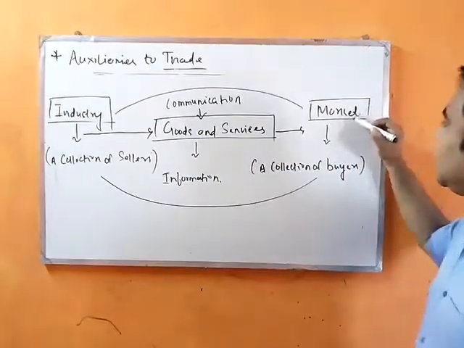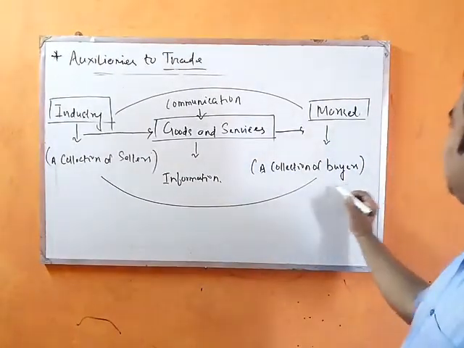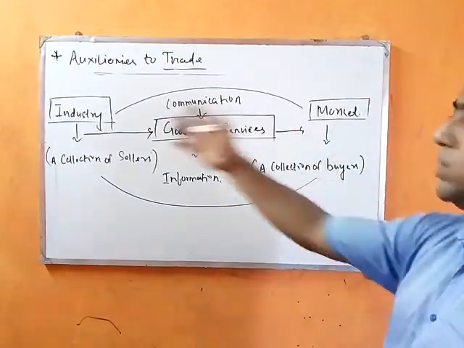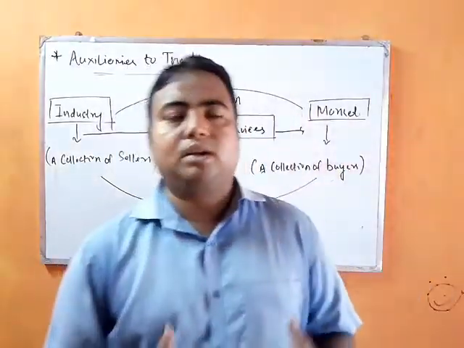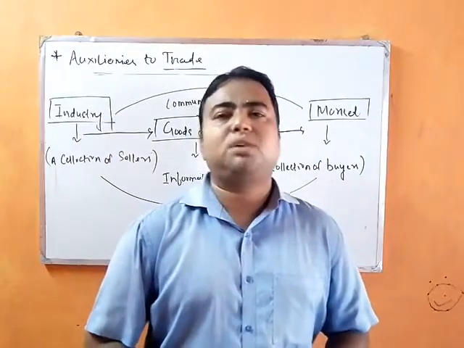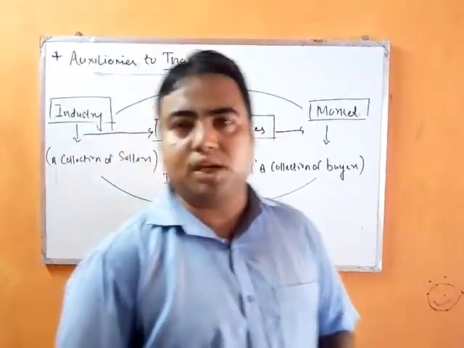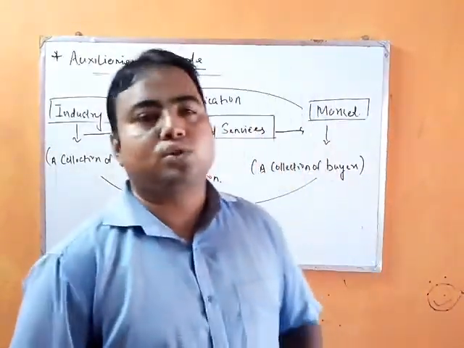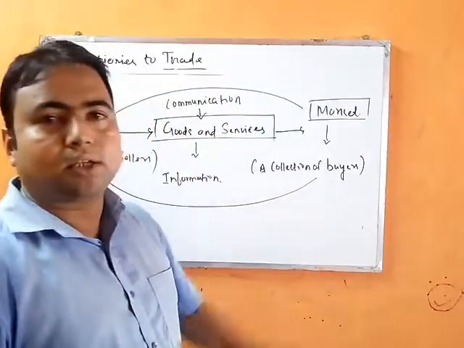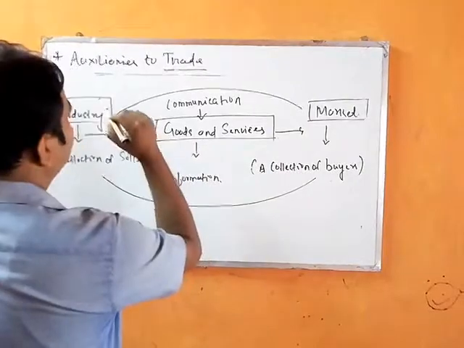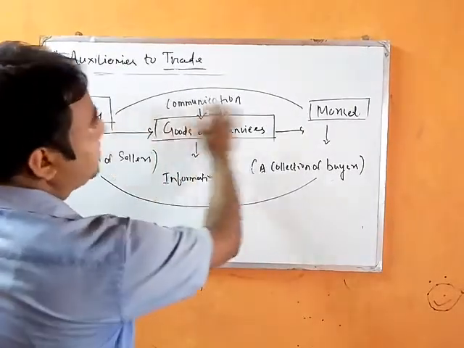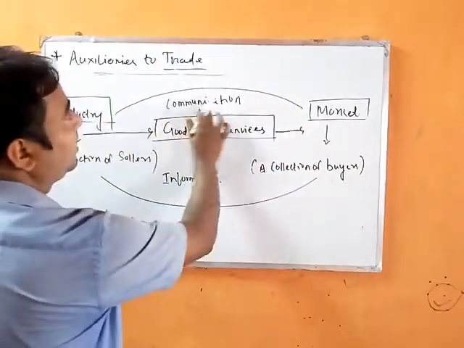Then comes the market. Market is nothing but a collection of buyers. Just opposite to the industry, a collection of buyers. What is a market? Market is a place where a number of buyers are going to the physical market for buying the goods. So market is a collection of buyers. So the goods and services will reach from the industry to the market with proper communication.